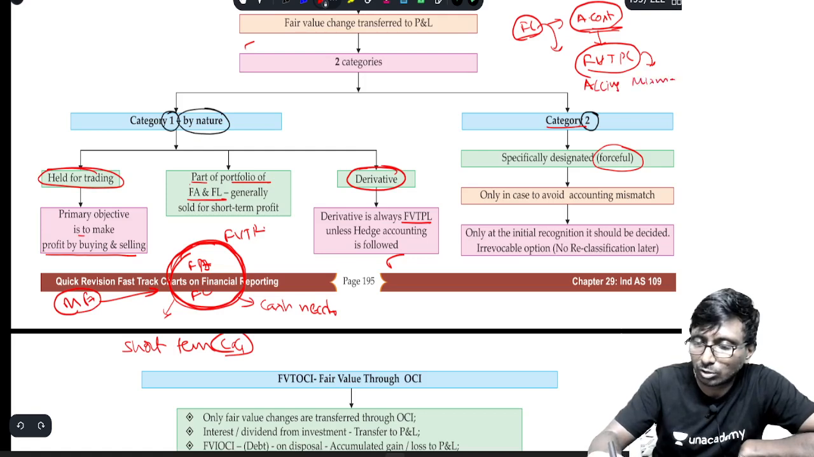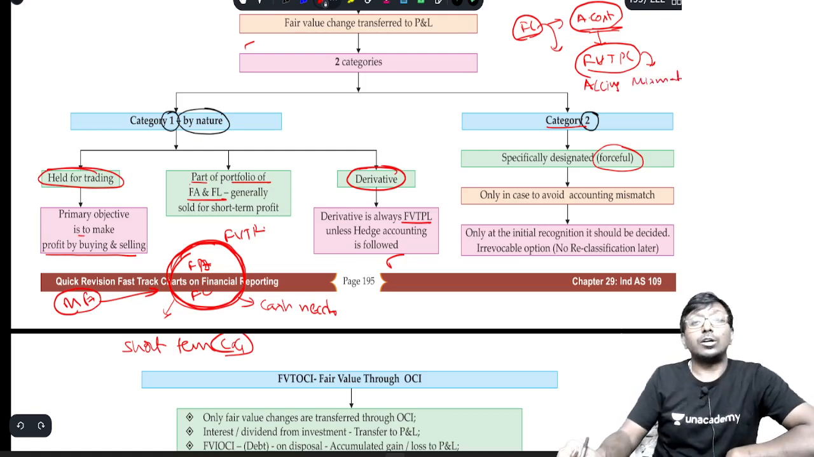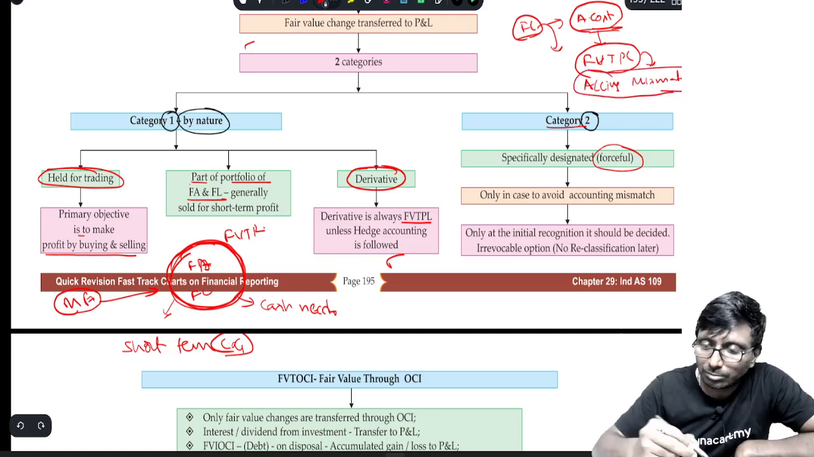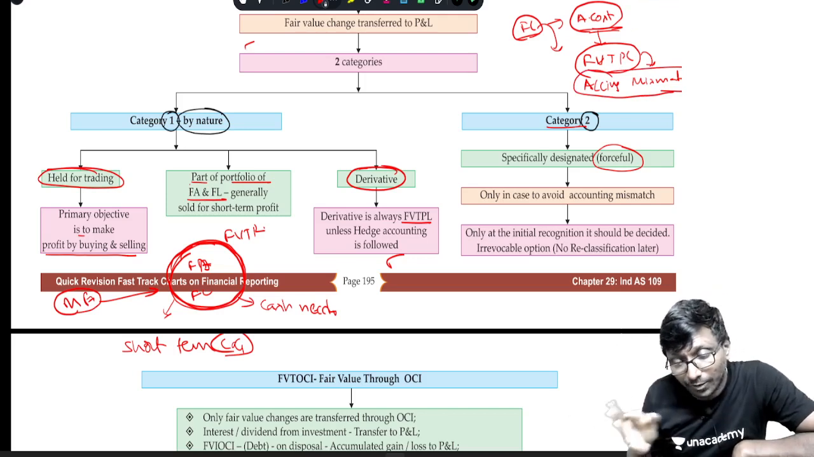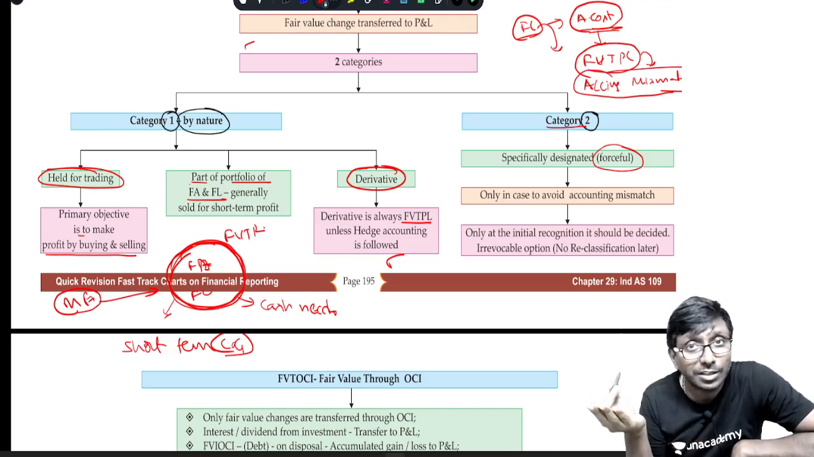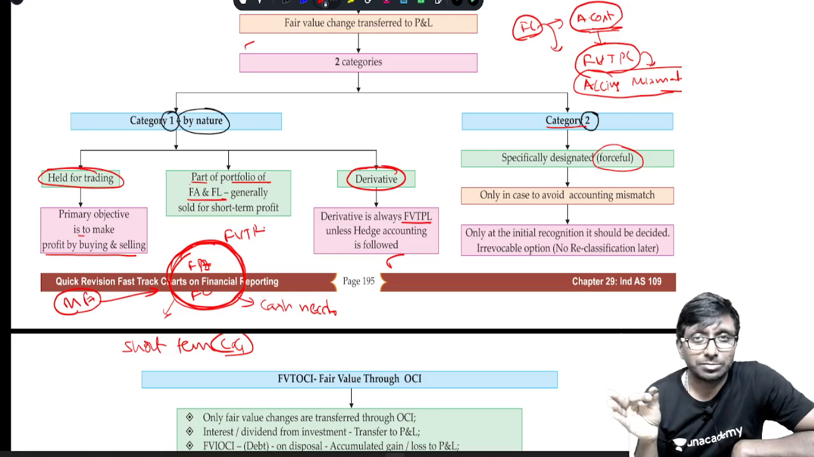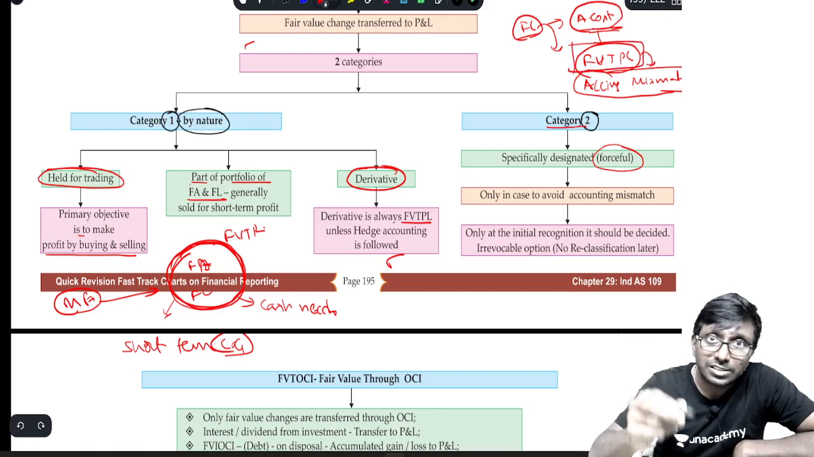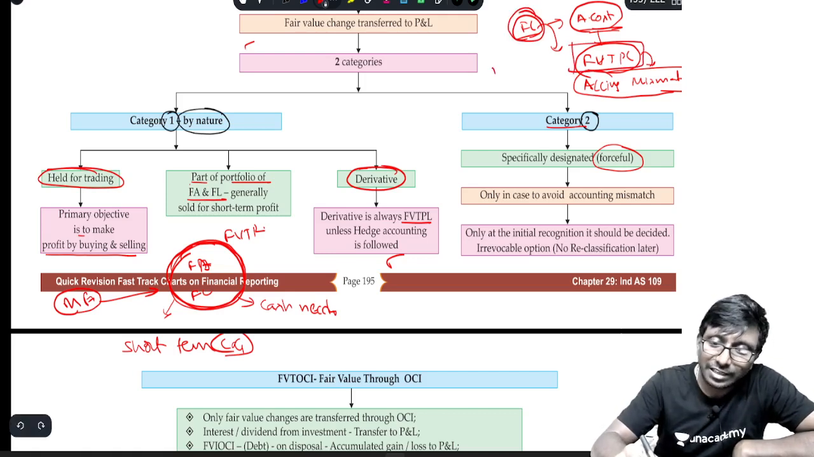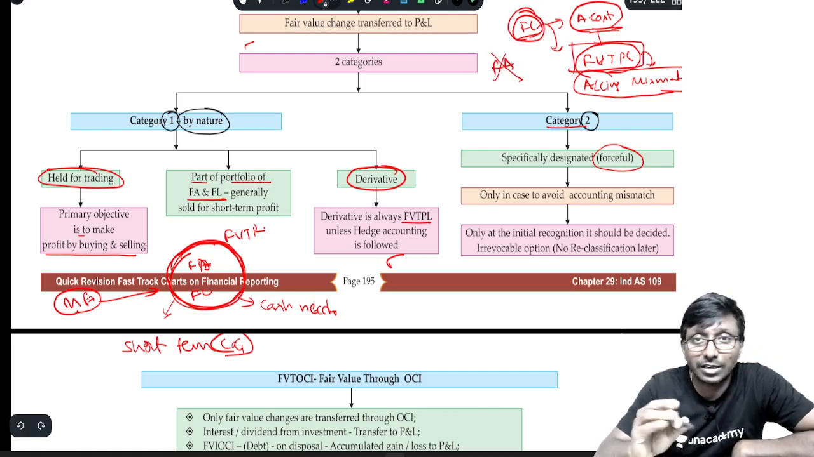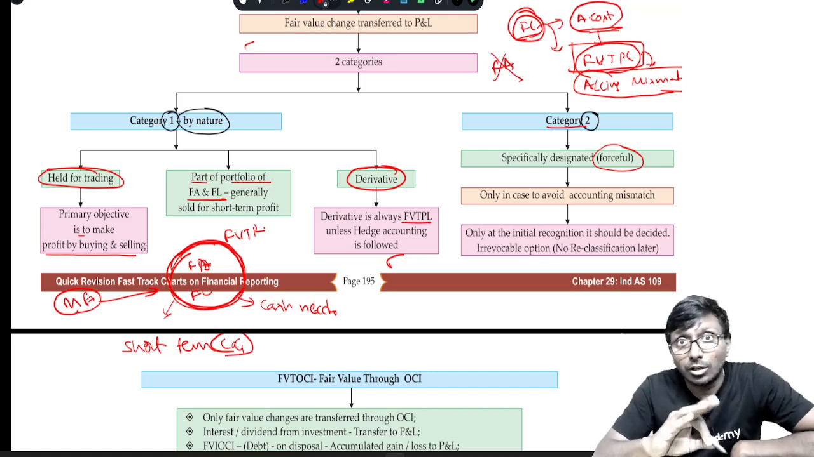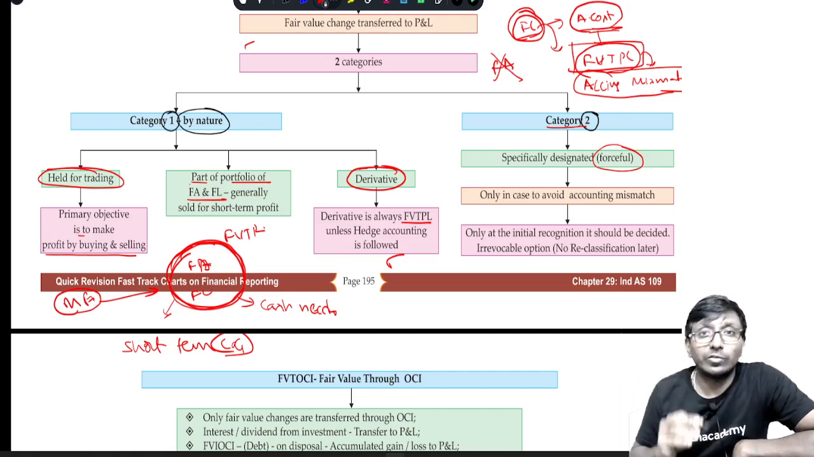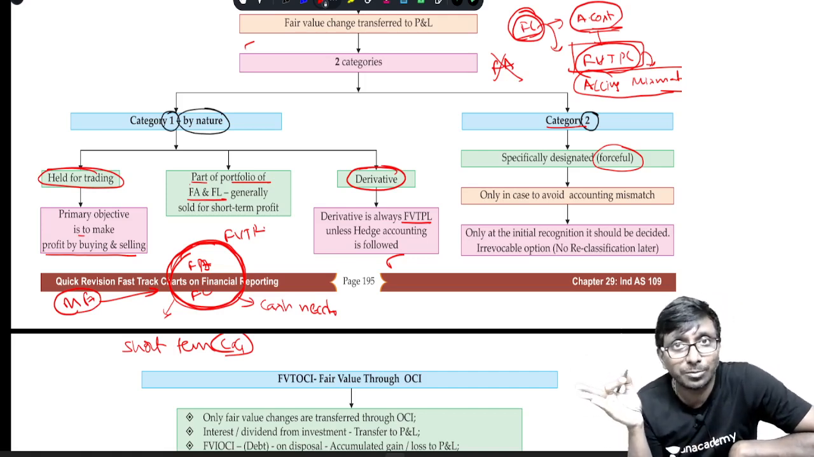One concept you must have heard: accounting mismatch. For the purpose of avoiding accounting mismatch, if I don't classify it as FVTPL, it leads to accounting mismatch, then forcefully you bring it to FVTPL. Listen, this is for financial liability, it is not for financial asset. For financial assets, it is applicable to equity, where FVTPL to FVTOCI is a forceful choice, not to go to FVTPL fully free.